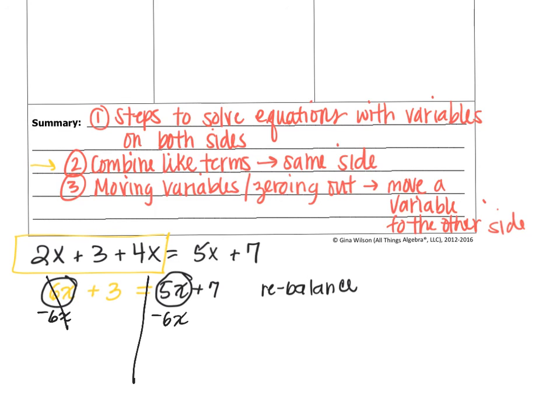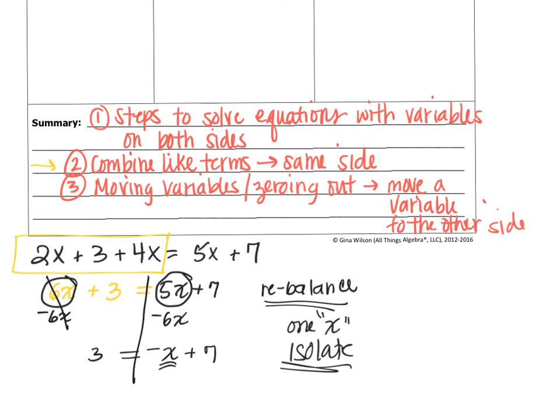And doing that allows you to rebalance the equation and operate with one variable so that you can solve for that one variable, because you cannot solve an equation with more than one x. Hence, we isolate x, so we need x alone.